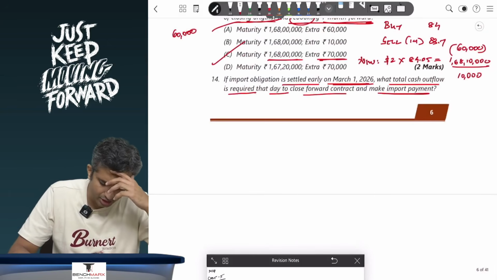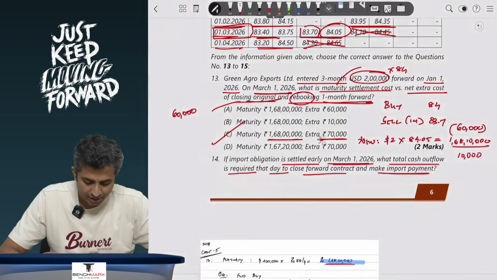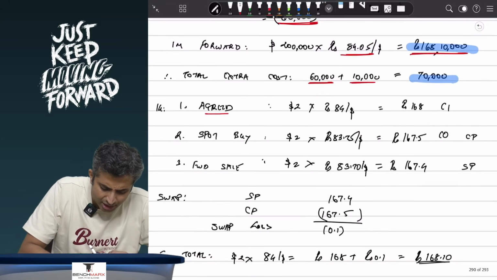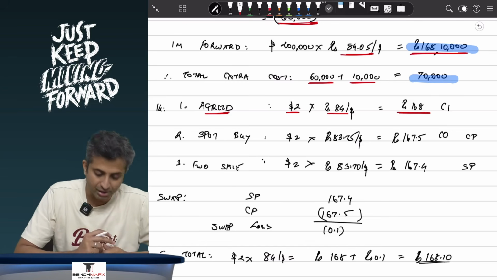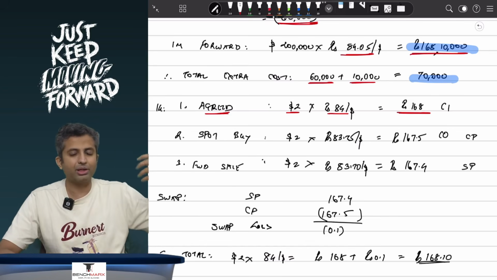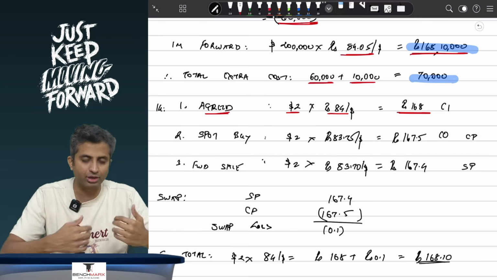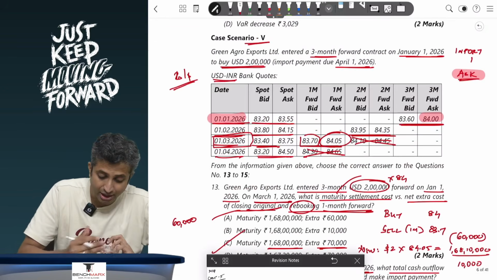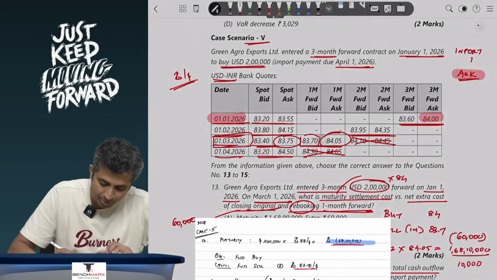So even if you take the swap cost, what are the steps? Over here for early delivery, you find the agreed payment, which is 2 lakh into 84. This you have to pay, 168, but you want to find the swap cost. If the bank has to honor the early payment, the bank has to buy the dollars in the spot market on 1st of March. So the bank will go to the interbank market and buy, and hence the interbank dealer will sell. This will be at probably 83.75.